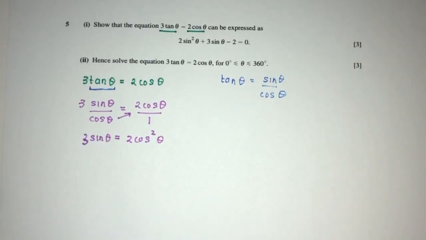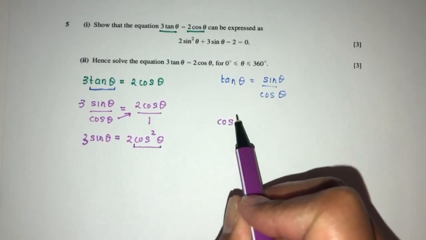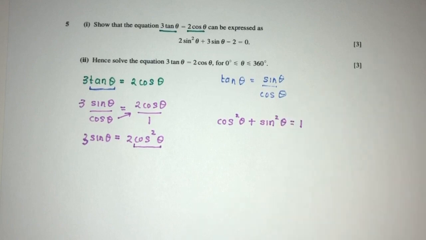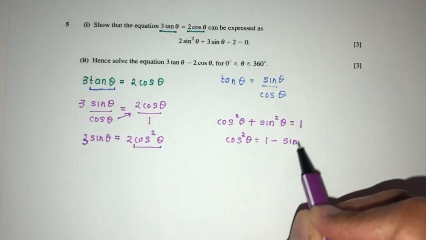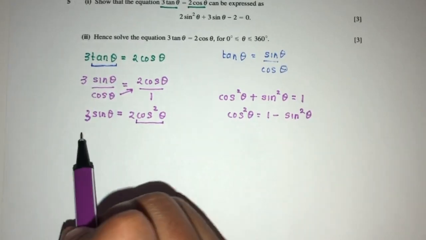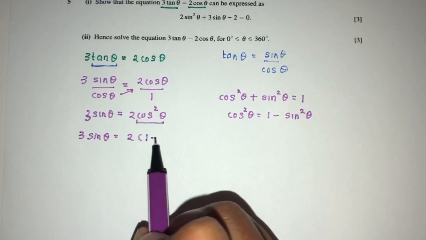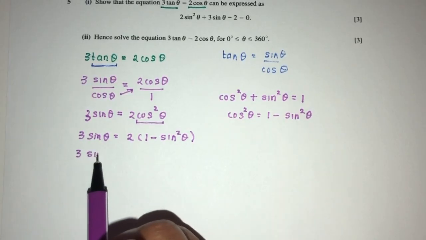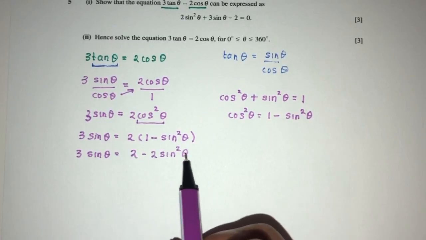So now we can always try to expand this, because we know that cos square theta plus sine square theta is equal to 1. So we know this is given to you as well on your list of formula. Now let's make this become the subject. That will be 1 minus sine square theta. Right. Replace. You will have 3 sine theta is equal to 2 times 1 minus sine square theta. Right. So you have 3 sine theta is equal to 2 minus 2 sine square theta.